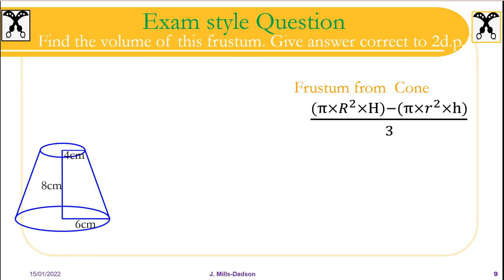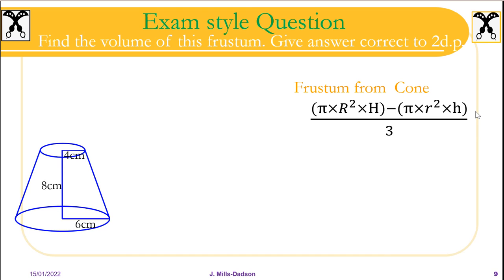Last one is an exam style question, typical exam style question, cross-reference. We are supposed to work out the volume of the frustum. The volume of a frustum is simply the volume of a full cone minus the volume of the small cone that is cut off. So this is the volume of the first bigger cone minus the volume of the smaller cone.